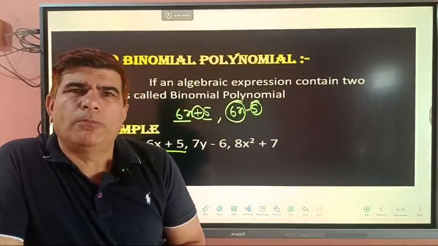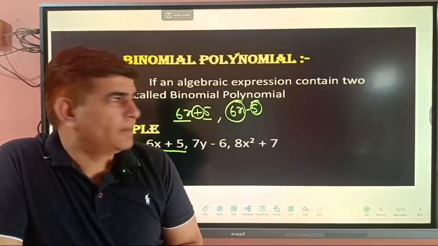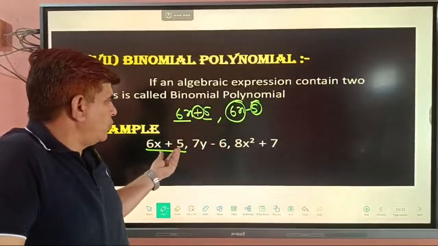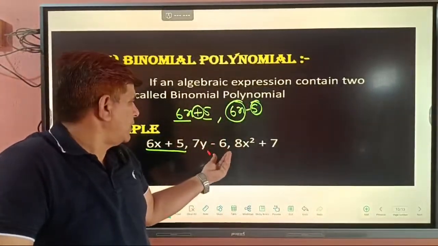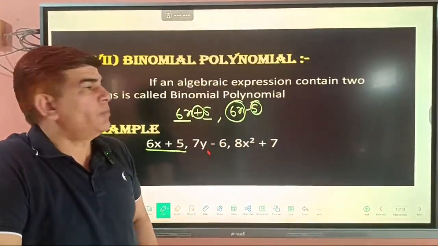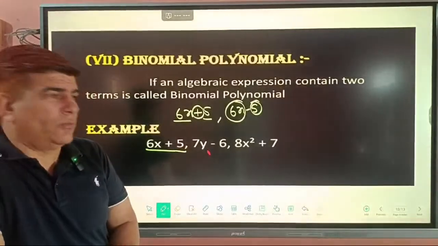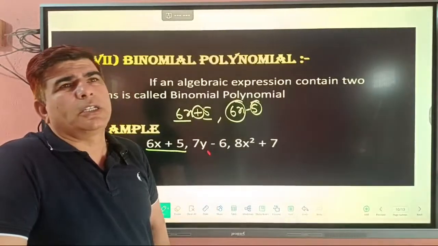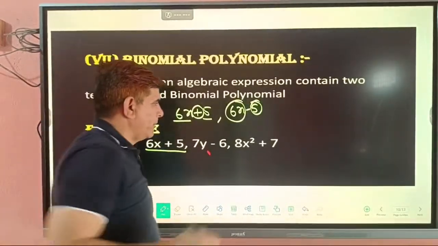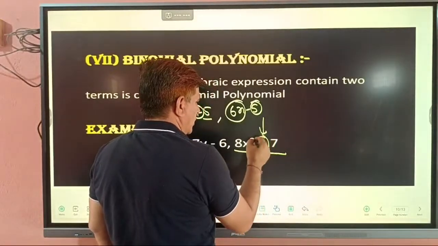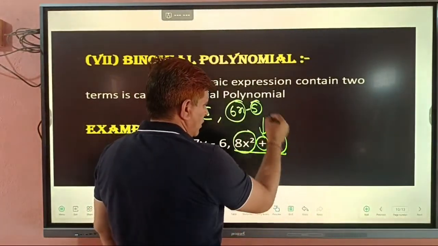What are binomial polynomials? You can see, this is an example which contains two terms. This is also an example which contains two terms. This is also an example of two terms. You know the definition of a term here: constant and variable are separated by the basic operations of mathematics. Here, look, one term is separated by this basic operation of mathematics. One term is this, another term is this.